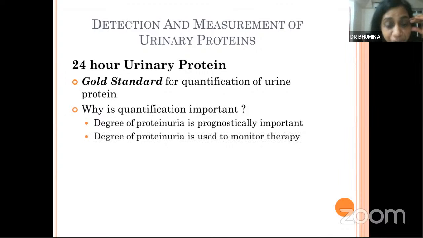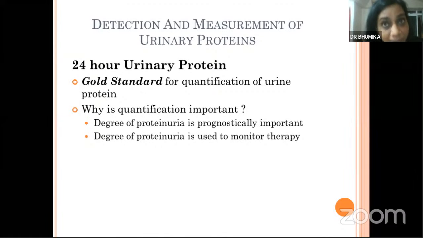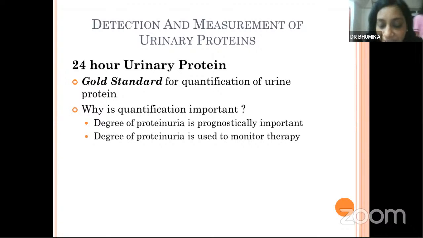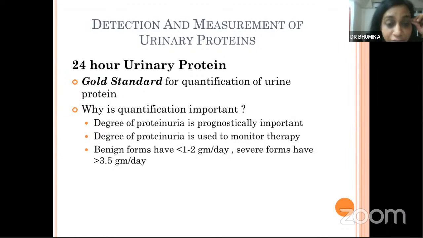Second, the degree of proteinuria is used to monitor therapy. So we do a 24-hour urine protein, we assess how much protein the patient is leaking, give him a diagnosis, start the treatment, and ask him to come back after a month and do a 24-hour urine protein again. Once we get the report, we see how the patient is doing, whether the 24-hour urine protein is decreasing or not. So this definitely is used to monitor therapy.